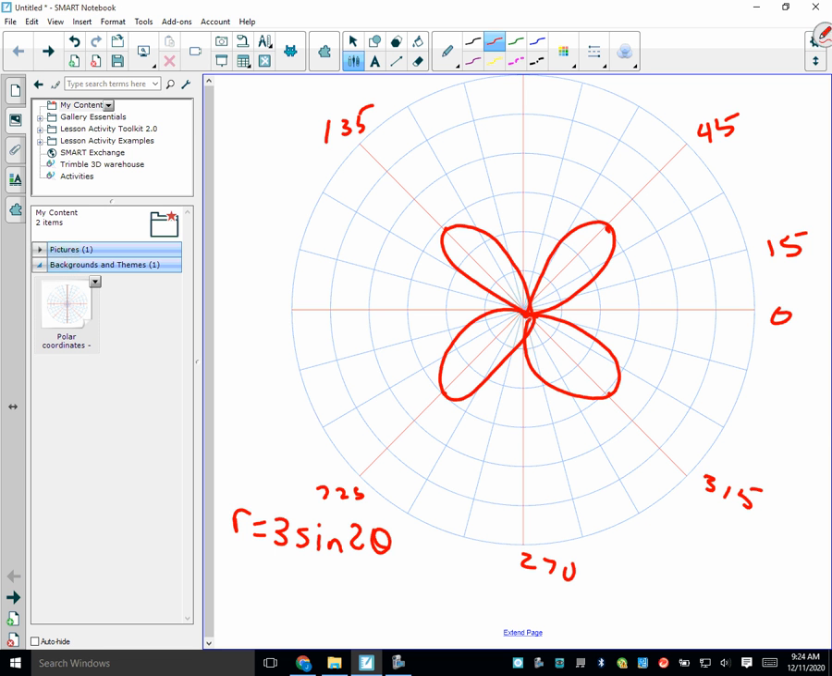Let's graph this one. 1 plus 4 cosine theta. It's a whoop-de-doo. See, so that one's going to be different to graph, isn't it? Yeah. You want to graph it? Or you think you can?